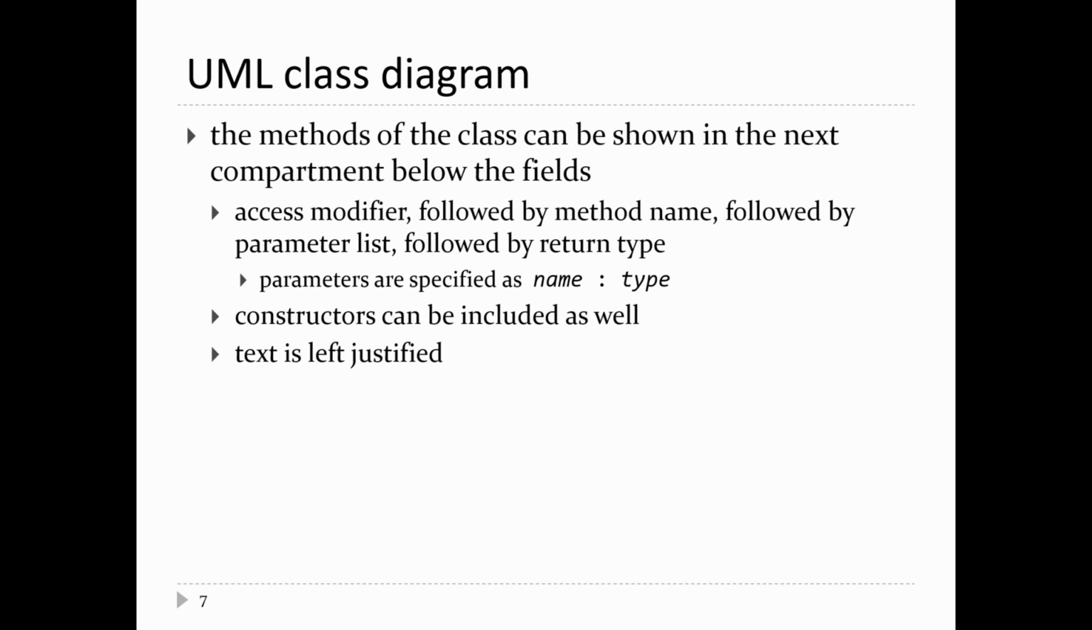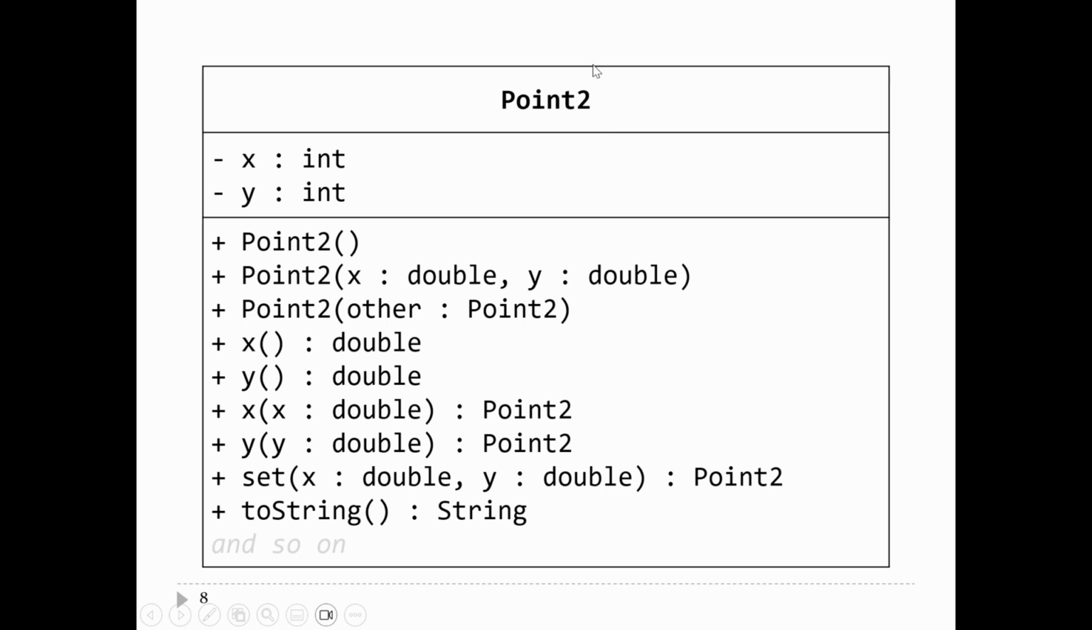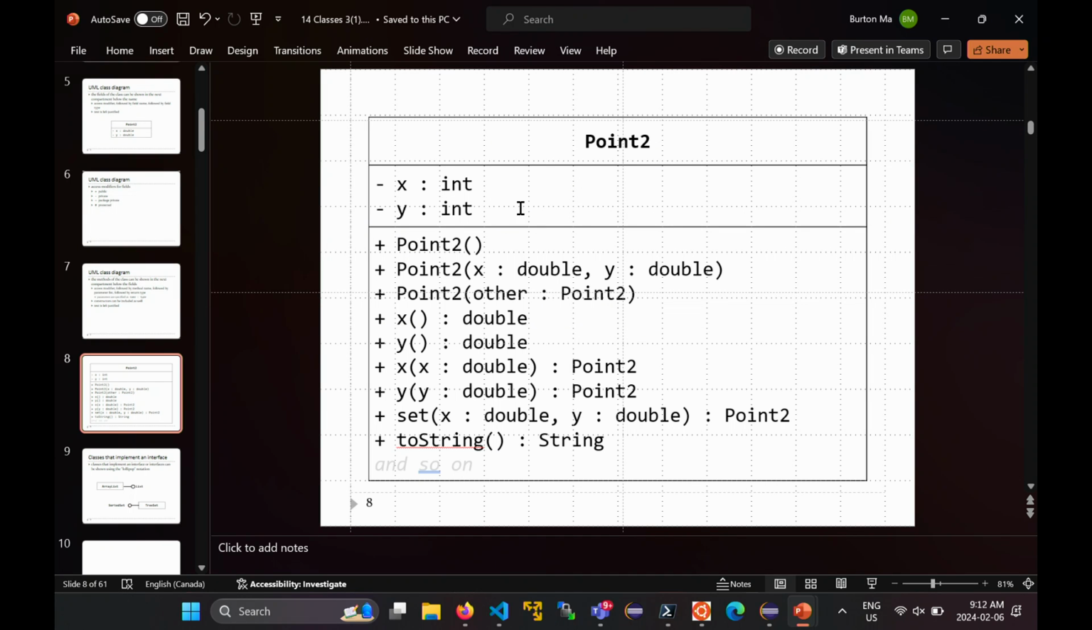Whether or not you put your fields in, it doesn't matter. If you want to, you can describe the methods as well. The methods are described in a similar way that the fields are described. There's an access modifier, then there's a method name. Then there's the parameter list, and then there's the return type. You can also include constructors as well.